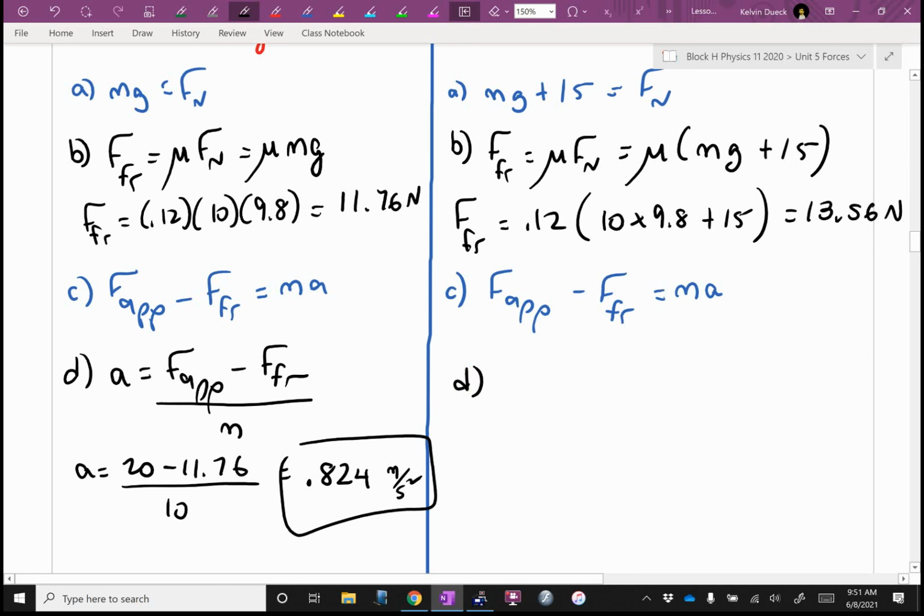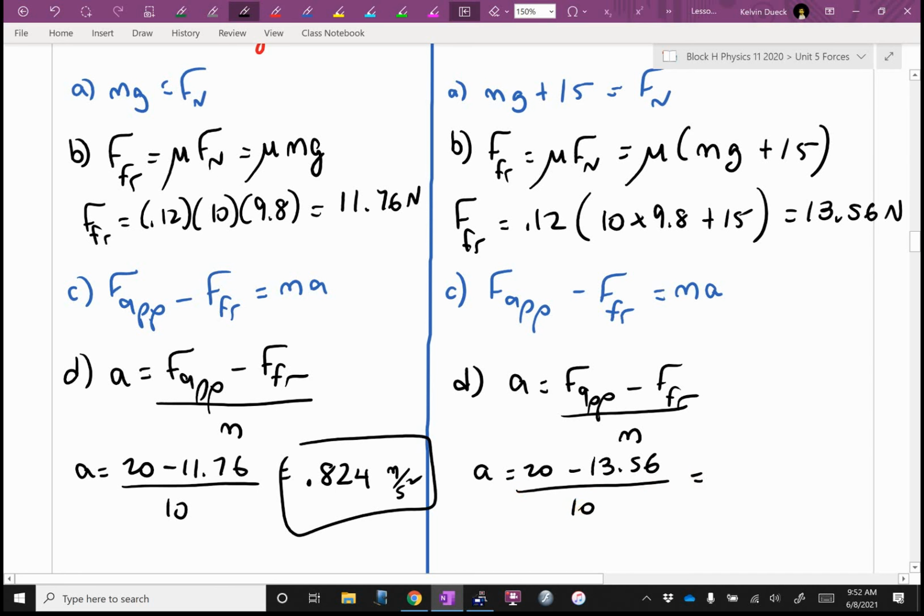D, on the right-hand side. You know what? Again, the same template equation. A is going to be F applied minus friction divided by M, but there's going to be different numbers going in here. F applied is still 20, but here friction is 13.56 divided by 10. 0.644?